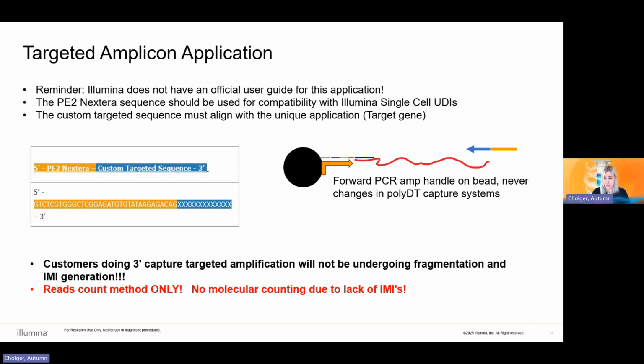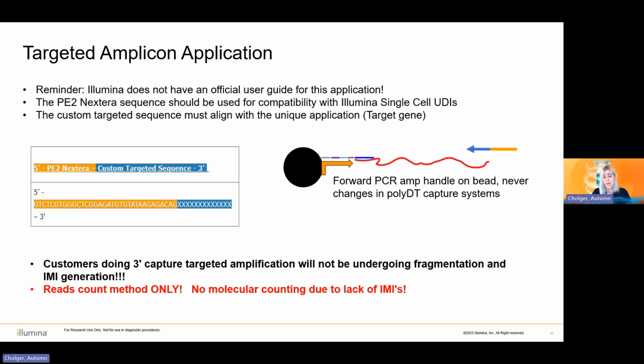The forward PCR handle has to be the same in order to retain the single cell barcode structure. If you change the forward primer design, you have lost the Illumina single cell barcode structure, and now no bioinformatic analysis will be possible on whatever you are amplifying out with your c-Kit. So the forward primer must never change. But that reverse primer, this blue sequence, can align with your target gene, and then you have this nice Nextera PE2 sequence to make your target application directly compatible with our Illumina single cell UDIs.